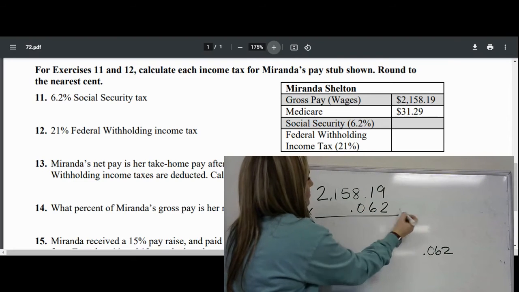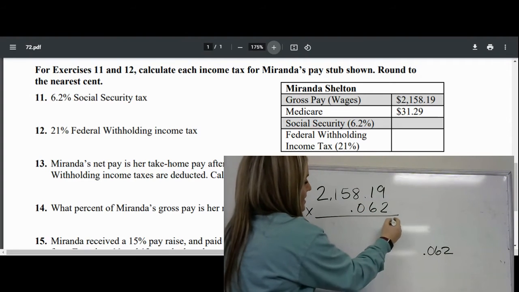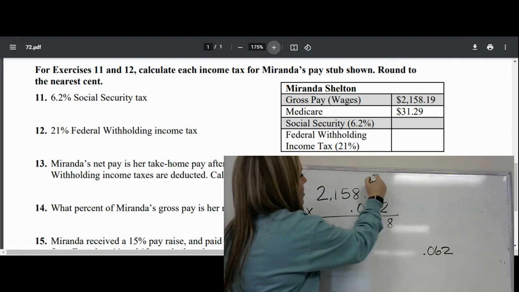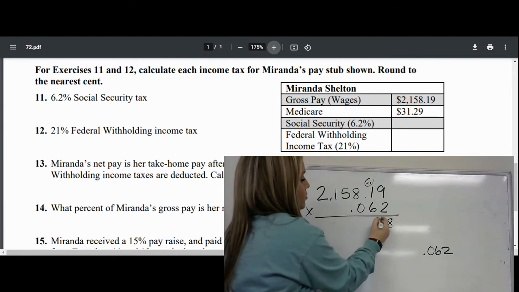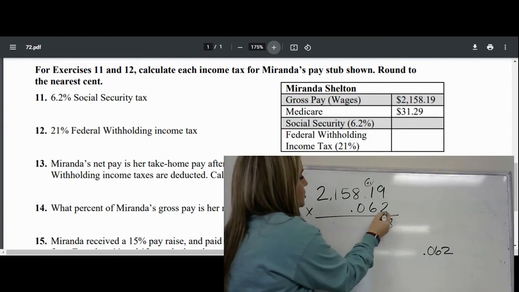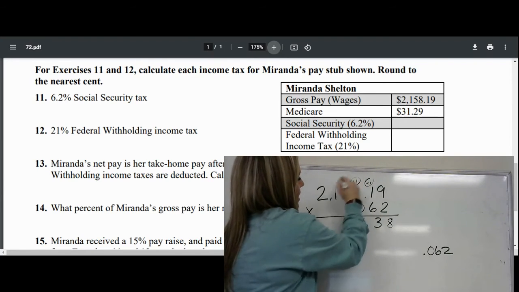All right, now 9 times 2 is 18. The 8 can stay. The 1 has to go. 1 times 2 is 2 plus 1 is 3. Okay. 2 times 8 is 16. The 6 can stay. The 1 has to go.